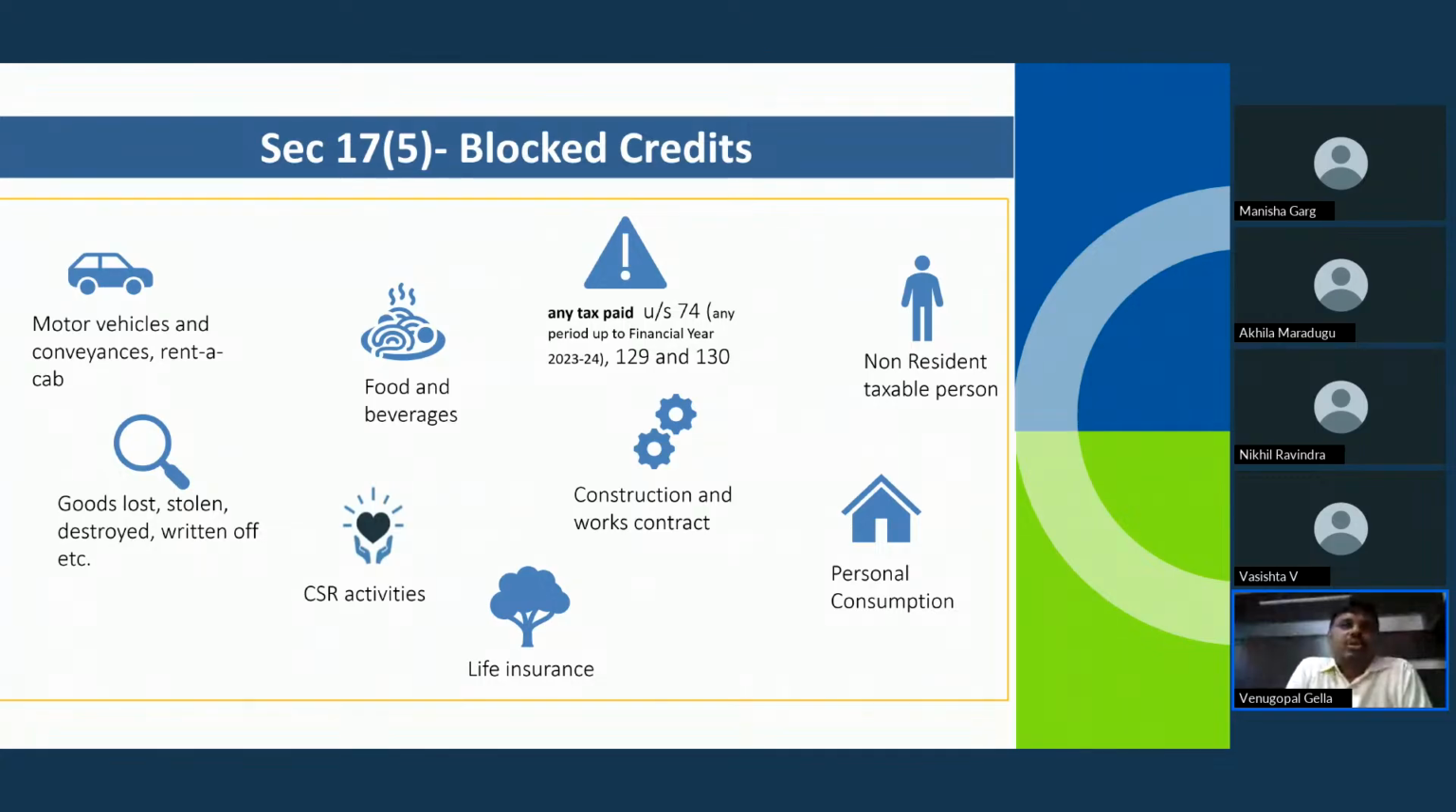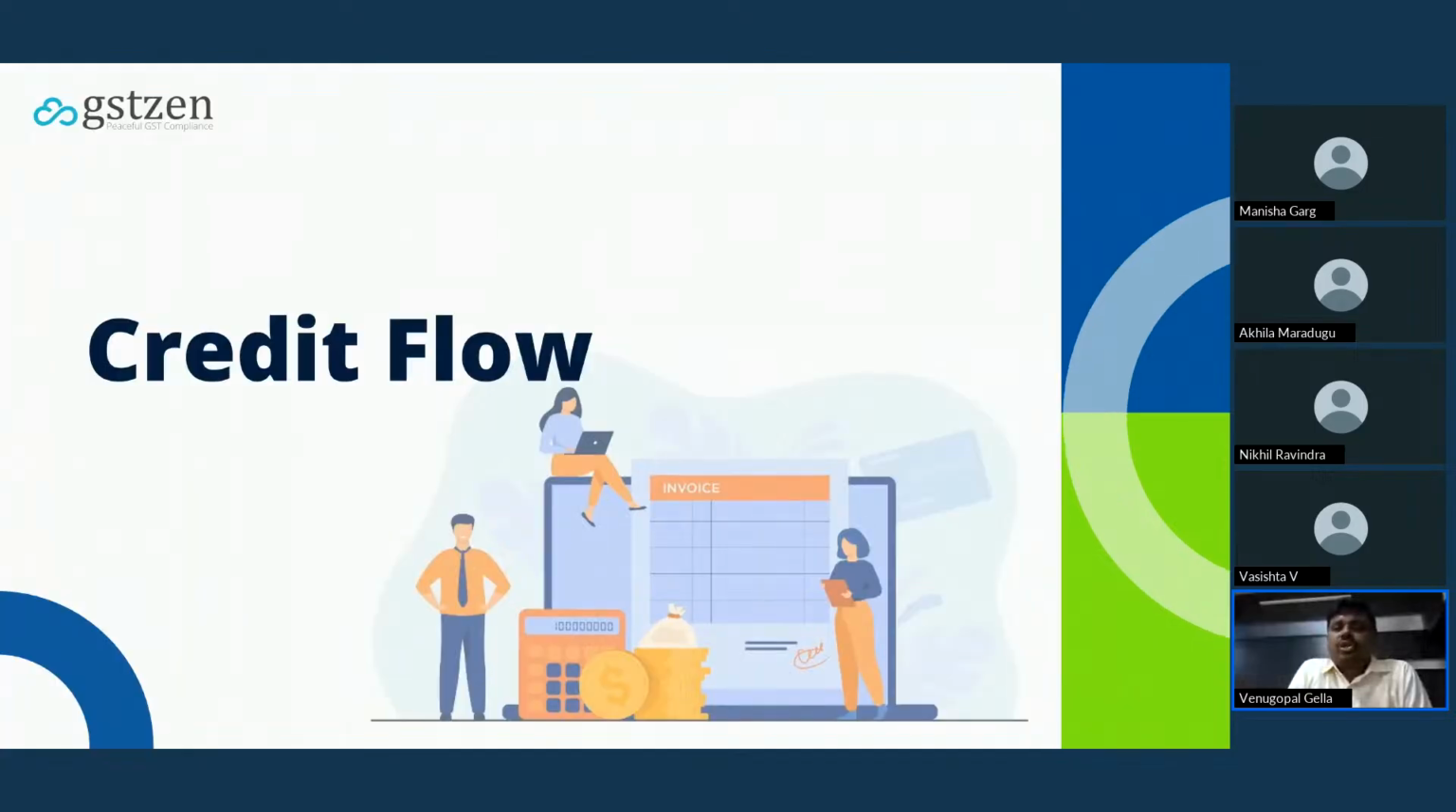Then other activities like goods lost, stolen, CSR activity, life insurance, it is only related to life and not general insurance. 17 subsection 5 clauses C and D, which relate to works contract, you will not get any credit. Any goods withdrawn by the owner, you will not be getting the credit.